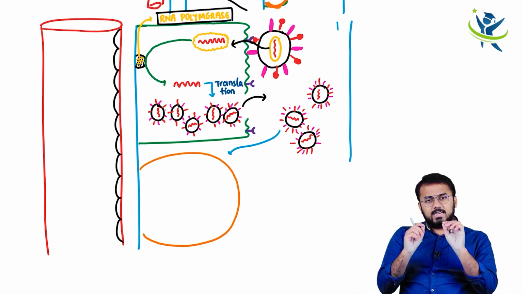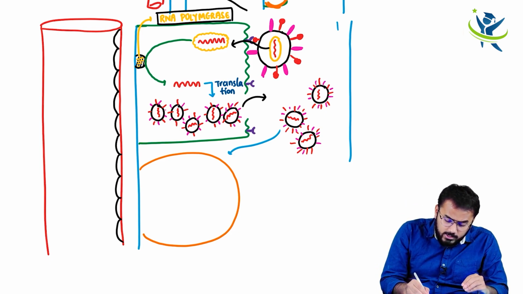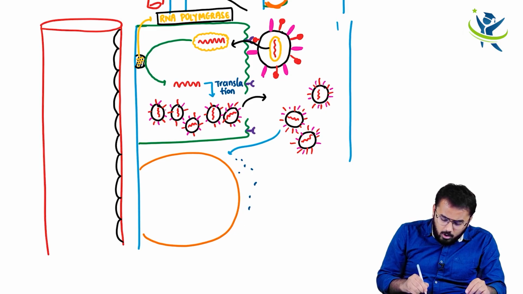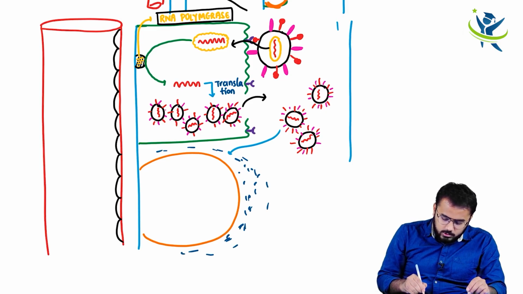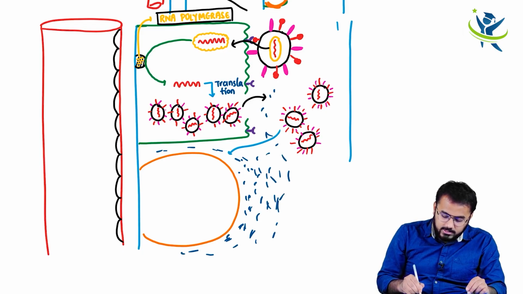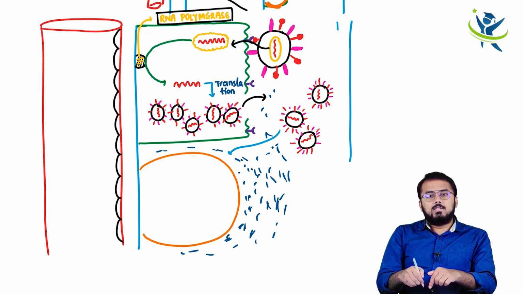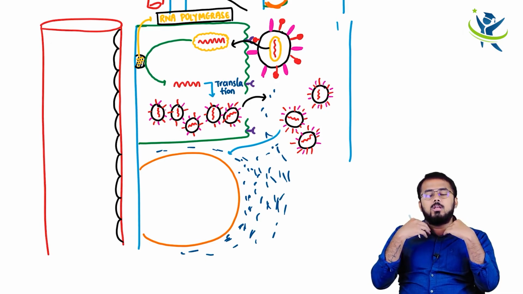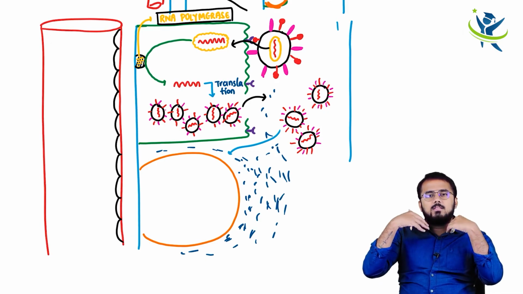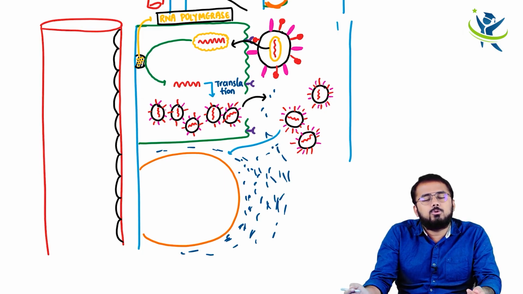So it will even irritate the goblet cells. When it irritates the goblet cells, now look here, the goblet cells will release a lot of mucus onto the surface. When it releases a lot of mucus onto the surface, these virus particles get attached in this mucus plug, and once you sneeze out, the entire mucus plug along with the viruses gets expectorated outside, and that's how this virus is going to transmit to you.